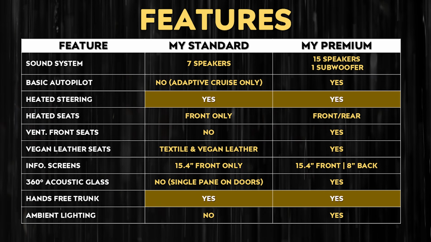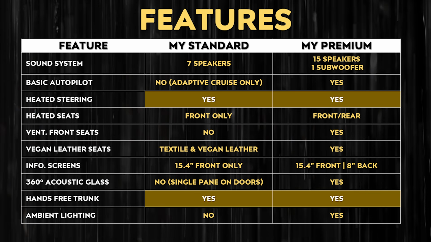In addition, very significantly, the standard version of the Model Y does not come with basic autopilot. It only has adaptive cruise control. You can still upgrade to full self-driving, and you can pay for that extra package, but you don't have the lane centering support that is included with basic autopilot that you get as standard with the performance and premium versions of the Model Y.